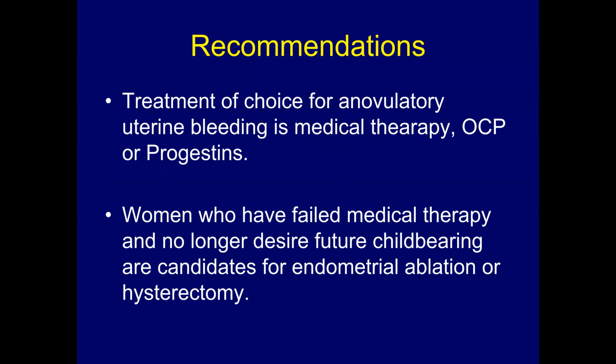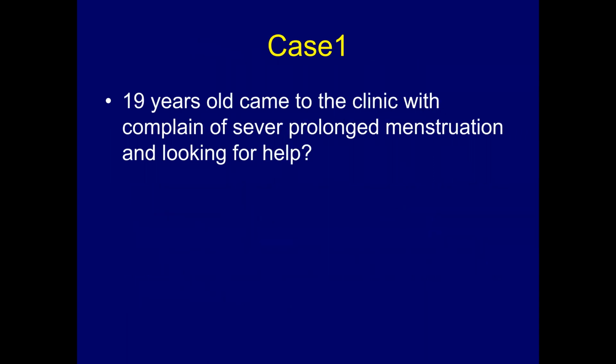A, make a good diagnosis. Rule out secondary causes. B, I would go number one with the easiest medical therapy, OCP or IUCD Mirena progestin. Now, a woman who failed medical therapy and does not want any more kids, she's the one candidate for more surgical treatment like ablation or hysterectomy.